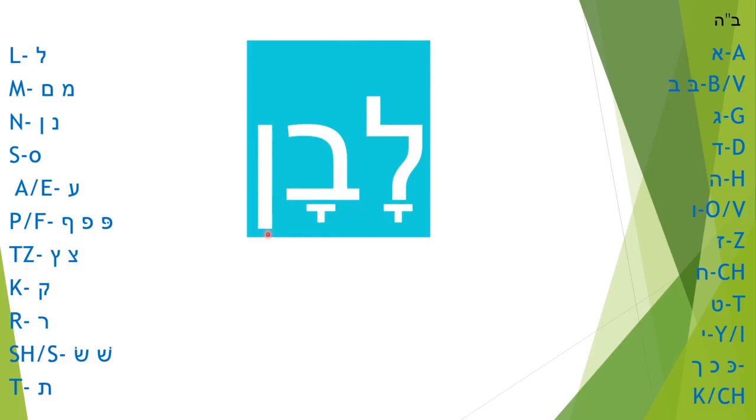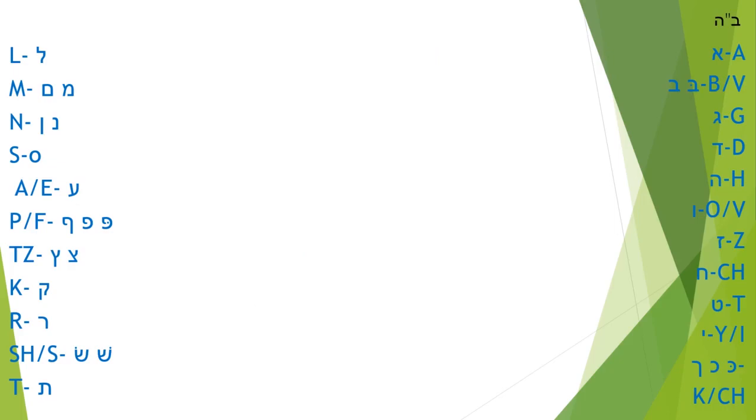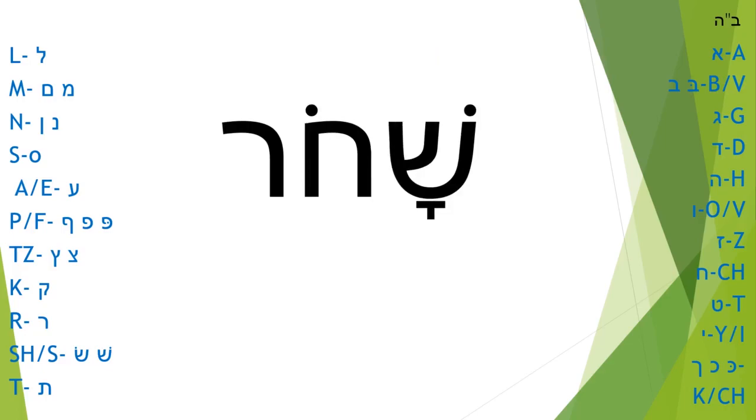Okay, this is pretty easy. La, va, ne. Together, lavan, which means white. Sha, cho, r. Together, shachor. That means black.